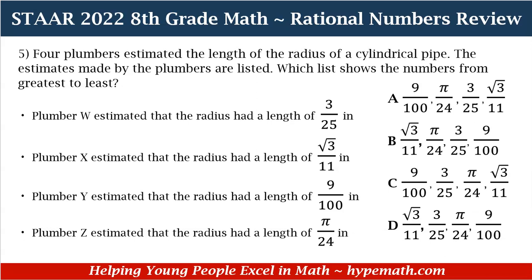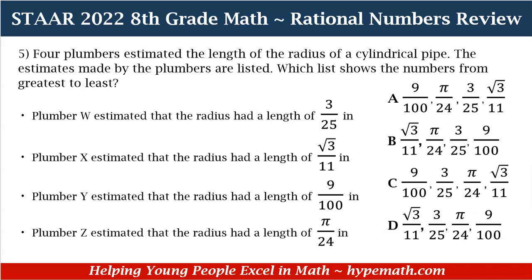Plumber W estimated that the radius had a length of 3/25 inches. Plumber X estimated that the radius had a length of the square root of 3/11 inches. Plumber Y estimated that the radius had a length of 9/100 inches. And Plumber Z estimated that the radius had a length of pi over 24 inches. So let's look at our answer choices.